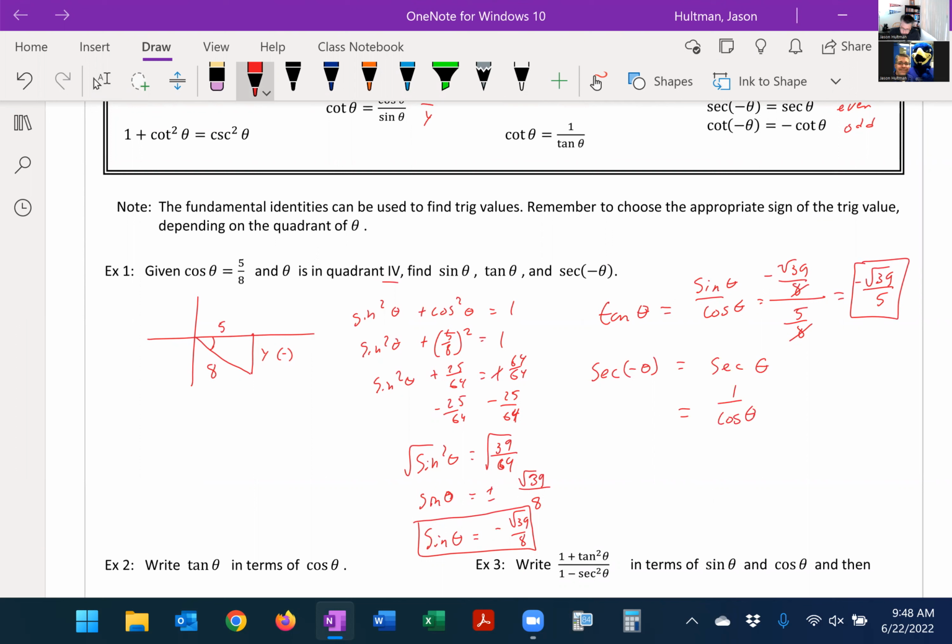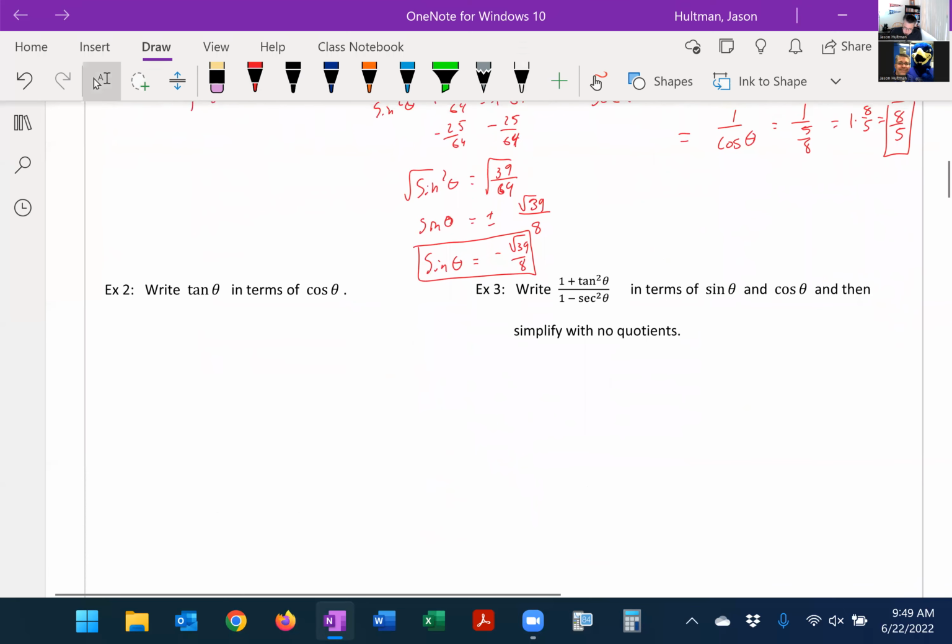And the cosine of theta was 5 over 8. So this becomes 1 over 5 over 8, which is just going to end up being the reciprocal. This is 1 times 8 over 5, which is just equal to 8 over 5. And so the secant of negative theta is 8 over 5.